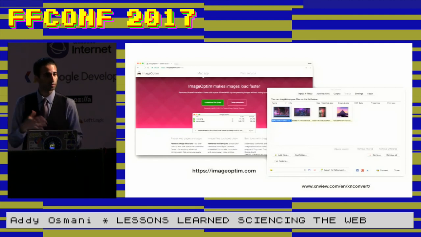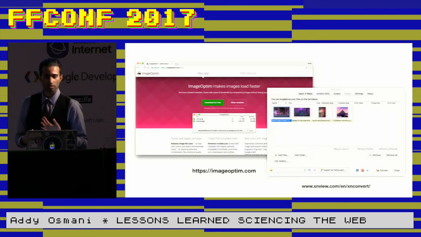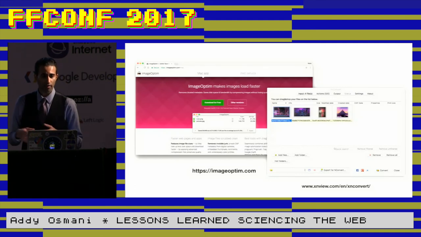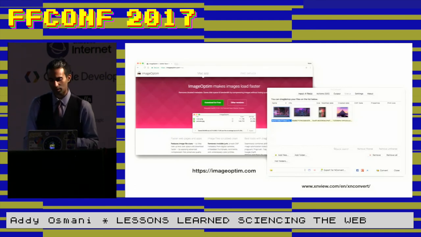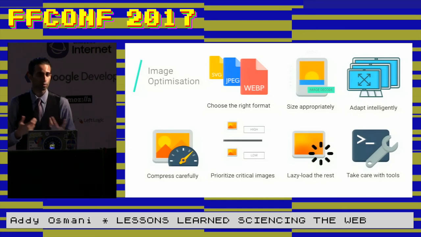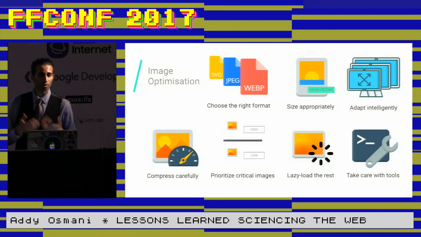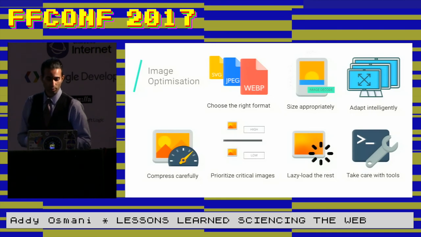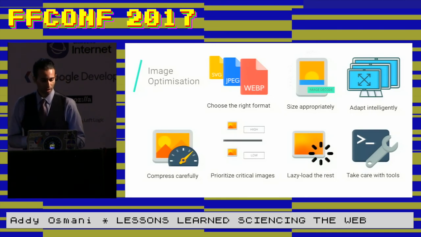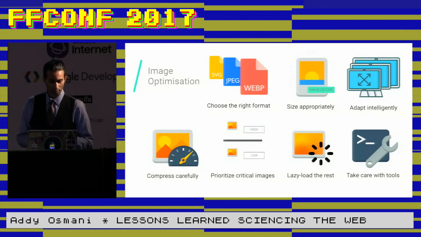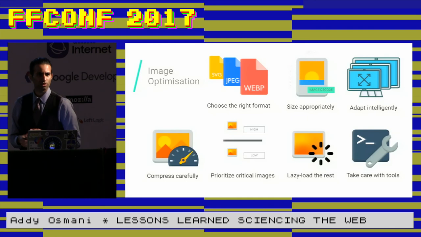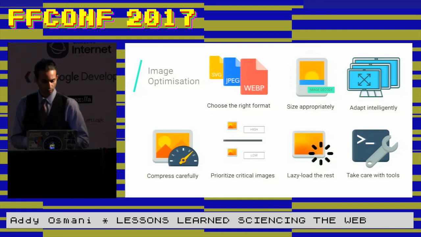I personally have been shifting a little bit more to using cloud CDNs for my image processing. I use Cloudinary quite a lot these days, and that's taken a lot of the pain out of getting this stuff set up. So if you are trying to build a modern mobile site, these are some of the ideas that I try to keep in place whenever I'm building an experience. Make sure that you're choosing the right format, whether it's WebP or JPEG with a modern JPEG encoder. Size your images appropriately, adapt them intelligently, compress carefully, make sure that you're not using too high a quality when you don't need to. Prioritize your critical images. Lots of folks I'm seeing these days are using Intersection Observer and lazy loading to lazy load things below the fold.